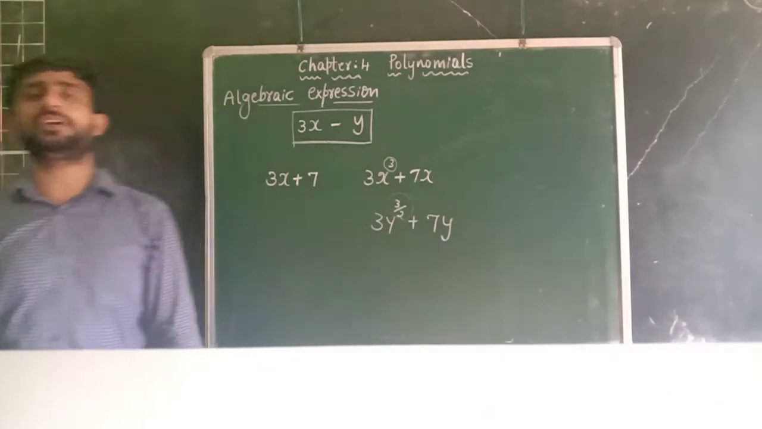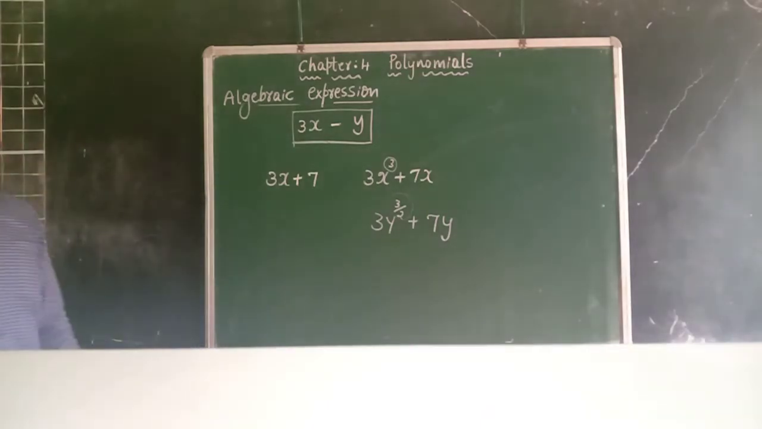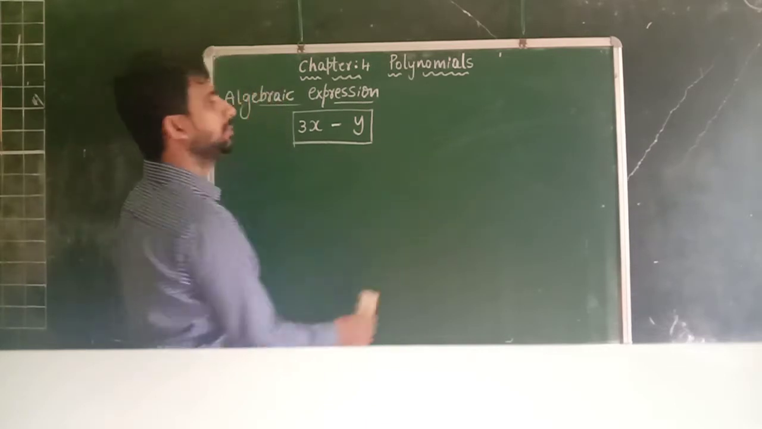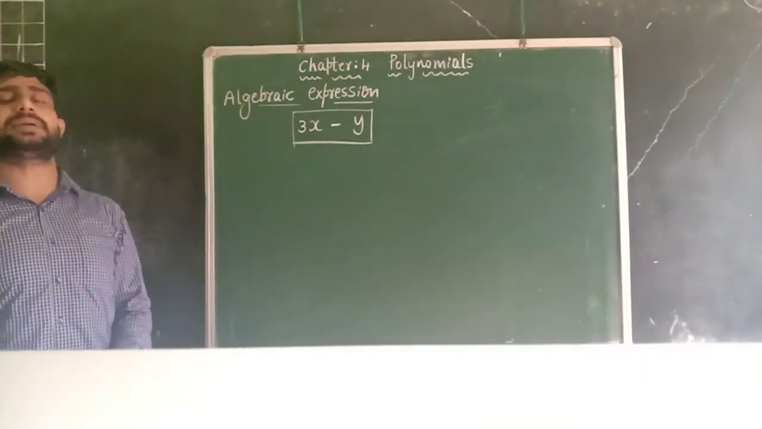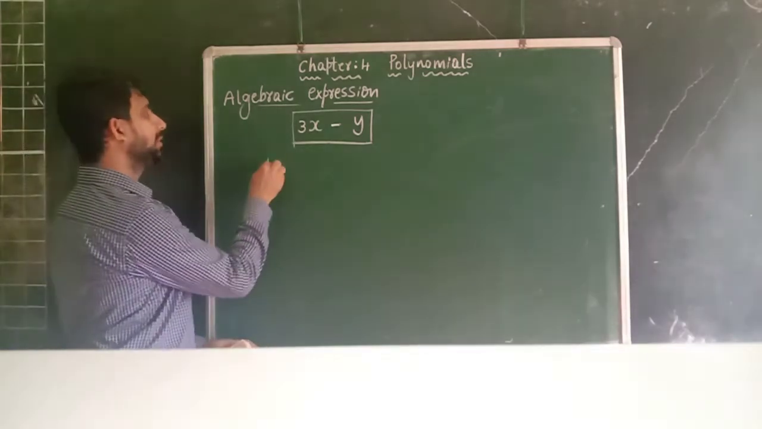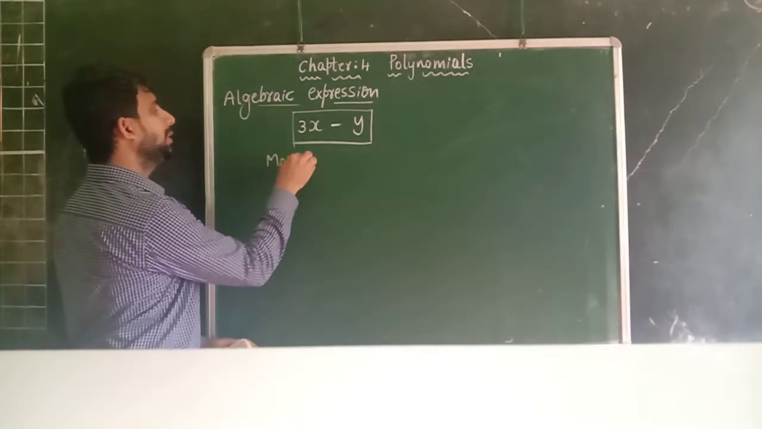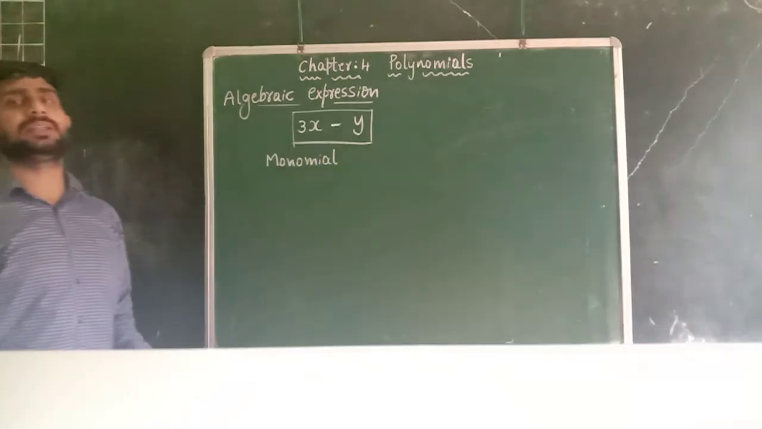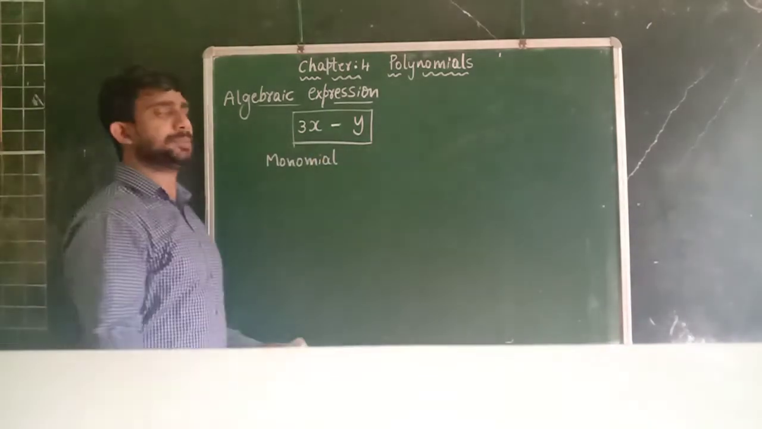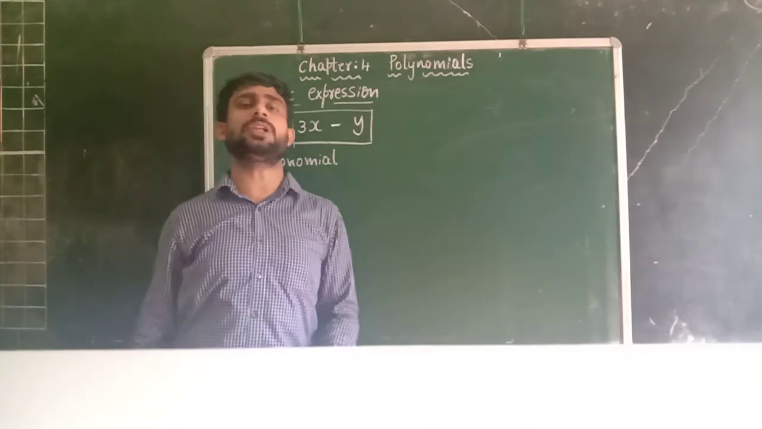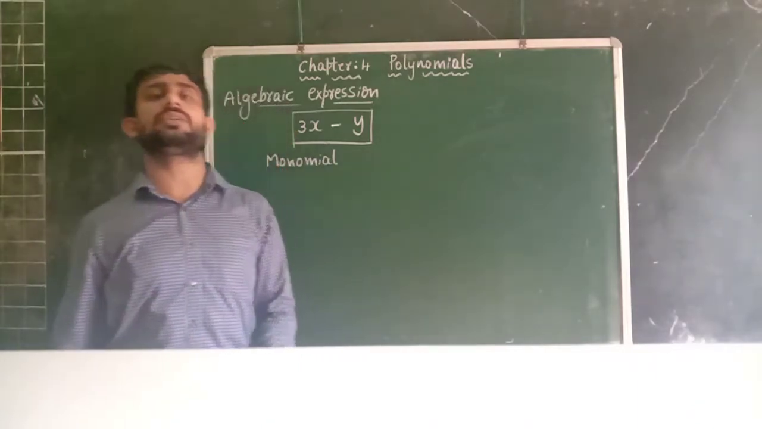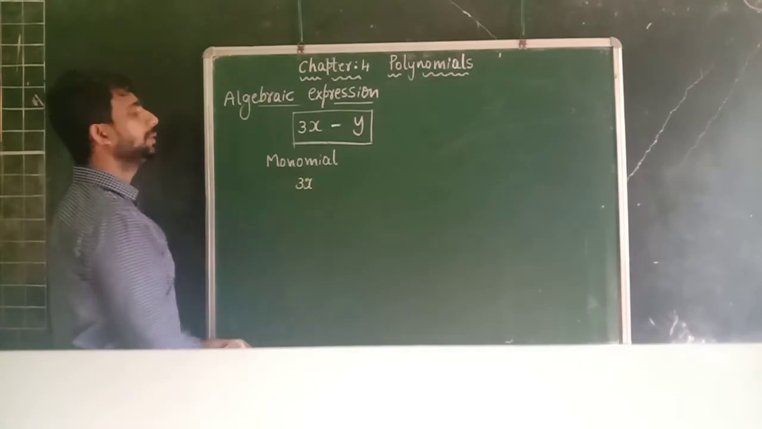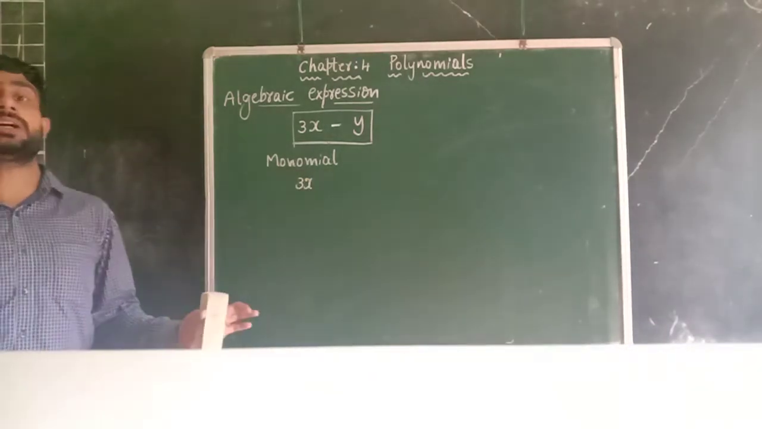Now there are different types of polynomials. The types depend upon the number of terms. We classify the algebraic expression as monomial, binomial and trinomial. You have to write: monomial is an algebraic expression, or a polynomial, having only one term. Example, 3x is a monomial. What do you mean by binomial?